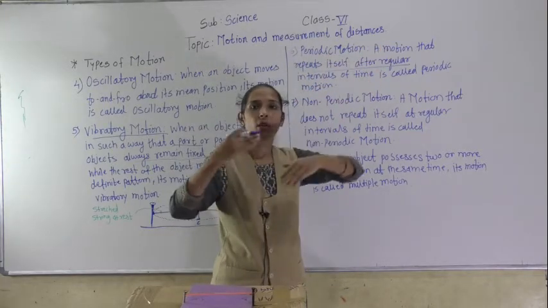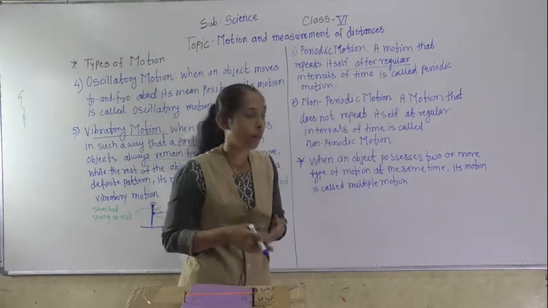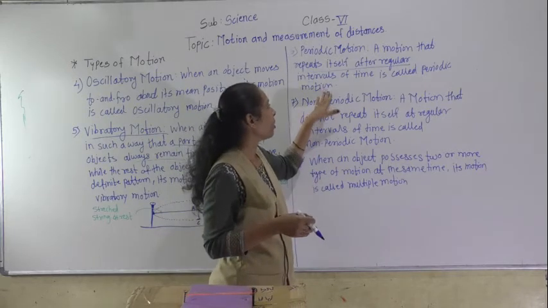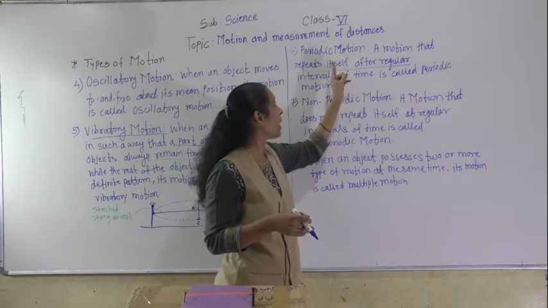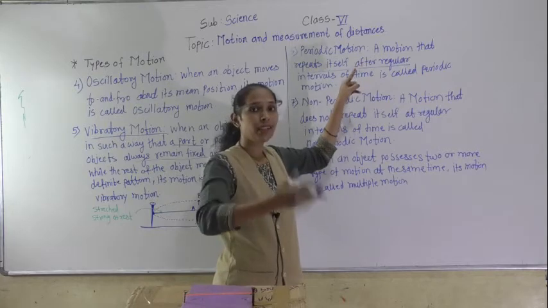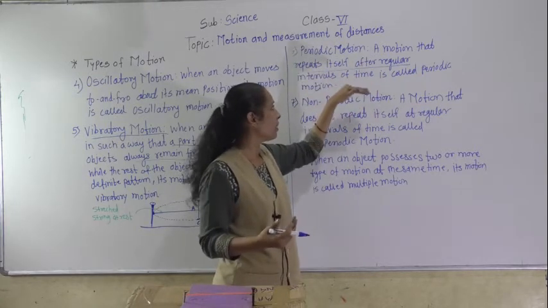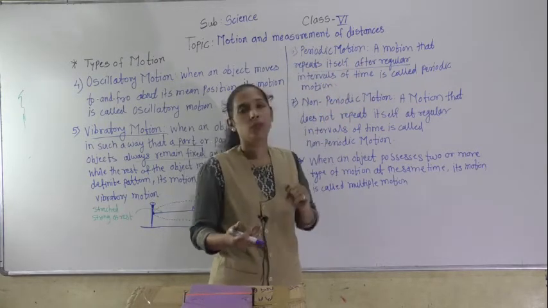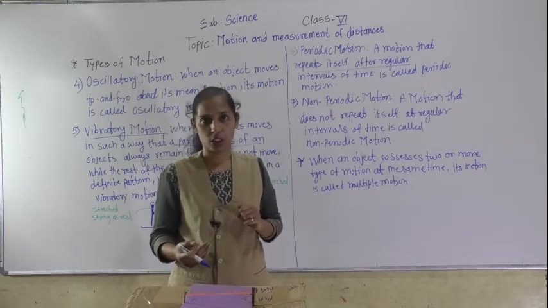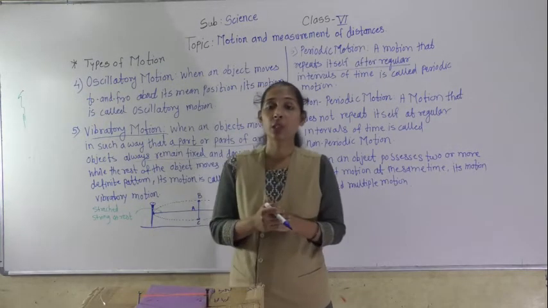So after regular intervals of time, when the motion happens again, that motion is called what? Periodic motion. A motion that repeats itself after regular intervals of time is called periodic motion. There are so many examples of periodic motion.